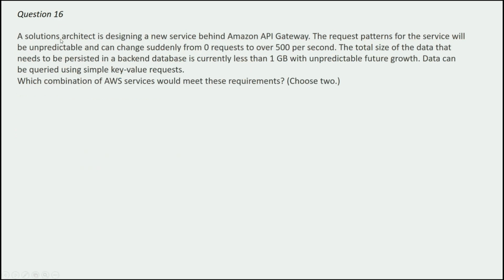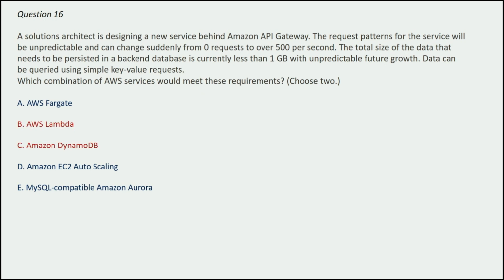Now question 16. A solution architect is designing a new service behind Amazon API Gateway. The request pattern for the service will be unpredictable and can change suddenly from 0 requests to 1500 per second. The total size of the data that needs to be persisted in a backend database is currently less than 1 GB with unpredictable future growth. Data can be queried using a simple key value request. Which combination of AWS services would meet these requirements? Choose 2. So here are your options, and the correct answer here will be options B and C.